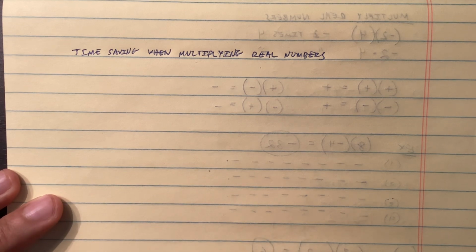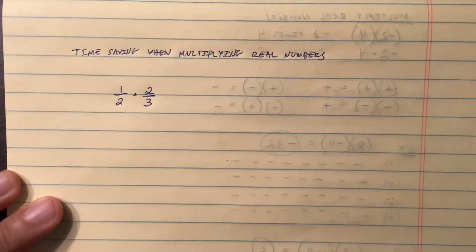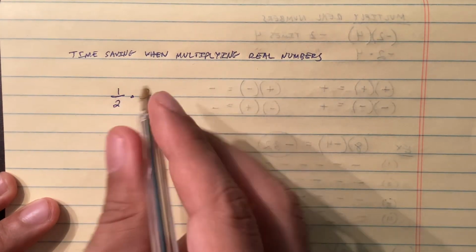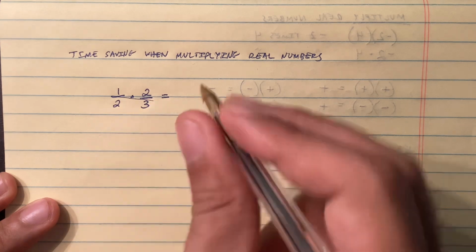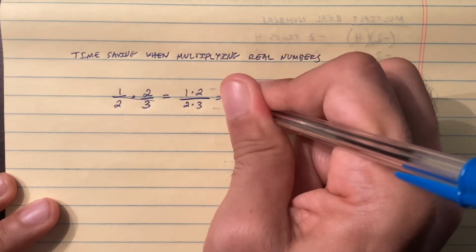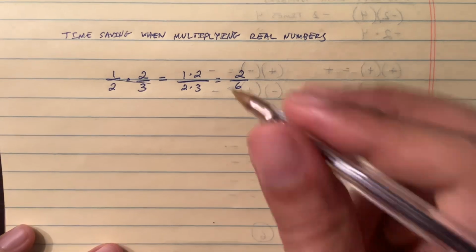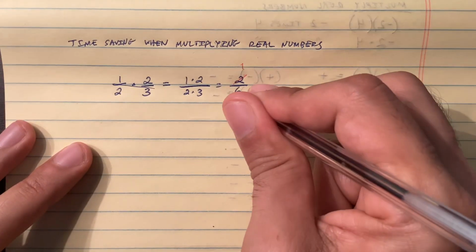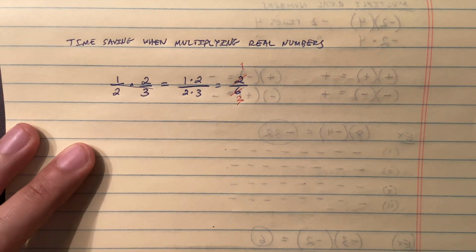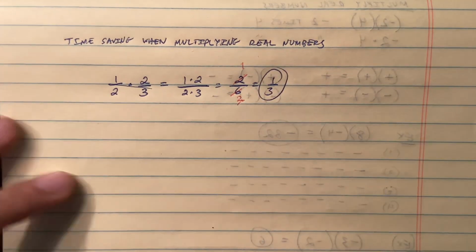So let's say we have 1/2 times 2/3. Now we could extend our fractions, make one long fraction, and do 1 times 2 and 2 times 3. And we could get 2/6, but then we see that both are even numbers and we'll have to simplify. 2 goes into 2 once, 2 goes into 6 3 times, and so we see that our answer is going to be 1/3. But there's a quicker way to do this.